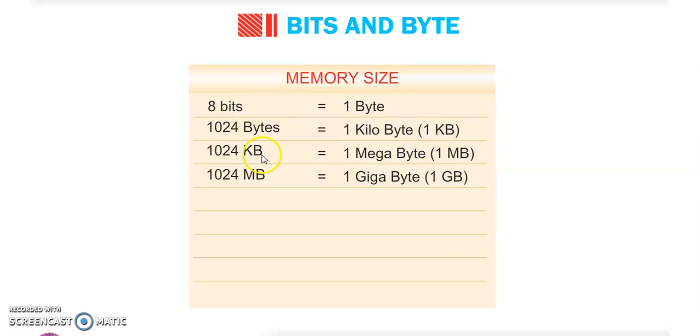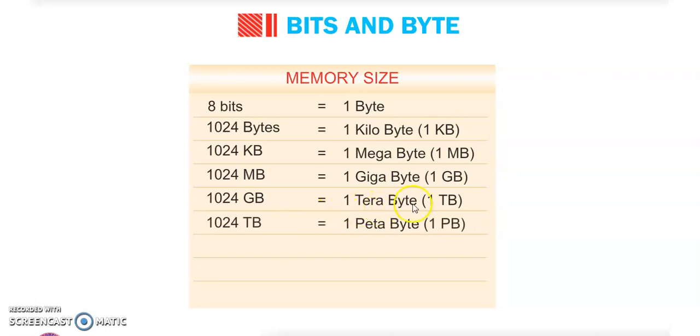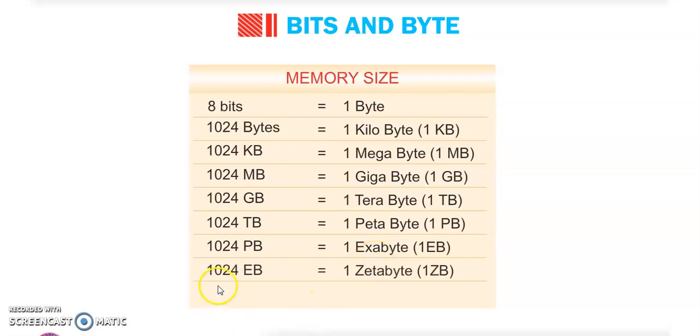Then 1024 KB is equal to 1 megabyte, and 1024 megabytes equals 1 gigabyte, and 1024 gigabytes is equal to 1 terabyte, and 1024 terabytes is equal to 1 petabyte, and 1024 petabytes equals 1 exabyte, and 1024 exabytes is equal to 1 zettabyte. And 1024 zettabytes is equal to 1 yottabyte. This is the memory chart.